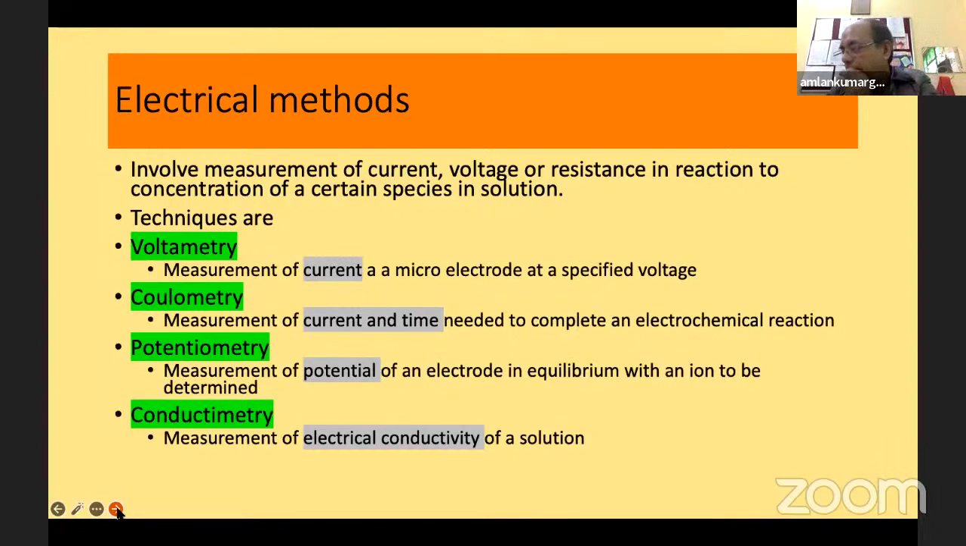I do not know whether you have any idea of potentiometric titration or conductimetric titration. Instead of using an indicator, we can do the titration using potentiometry or conductimetry. That means we can do volumetric titration using potentiometry and conductimetry. So instead of indicators, we measure the change in potential, or we measure the change in electrical conductance.